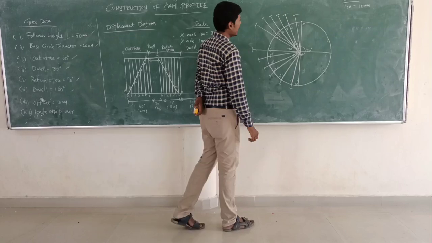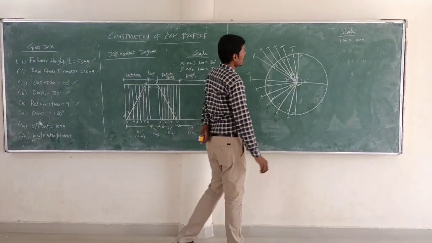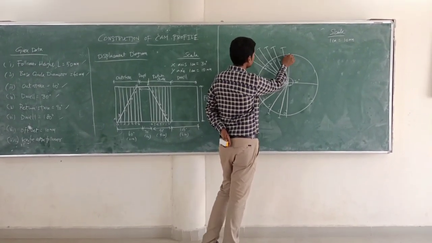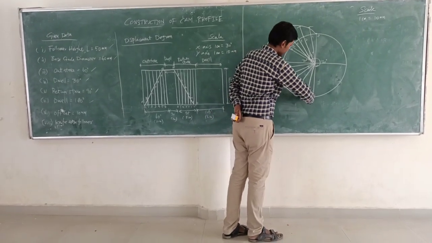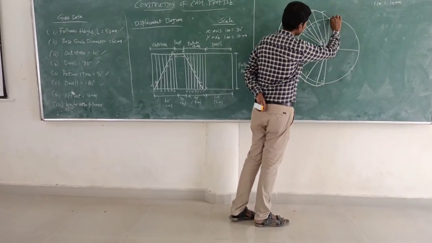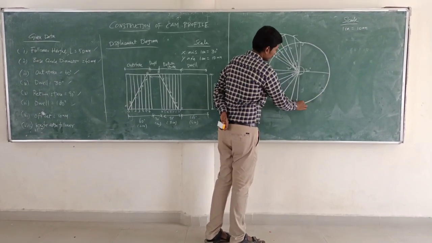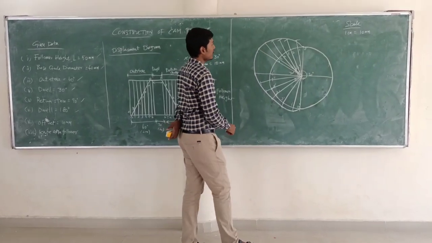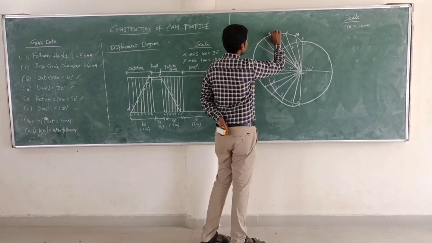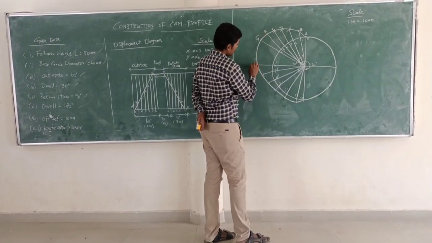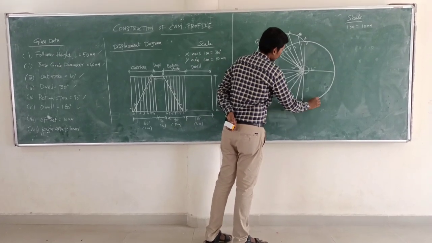So after marking the entire set of points from 0 to 0 dash, we need to freely draw the profile of the cam from 0 to 0 dash. So such lines will form the entire curvature. And finally we complete the structure for the dwell portion also. So after completing the cam profile, we will give a name to each and every portion, such as A, B, C, D, E, F, G, H, I, J, K, L, M, N, and finally O.